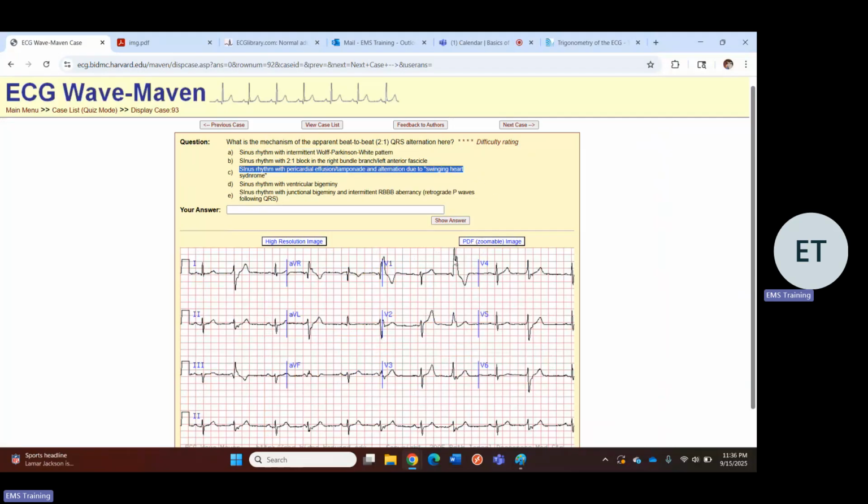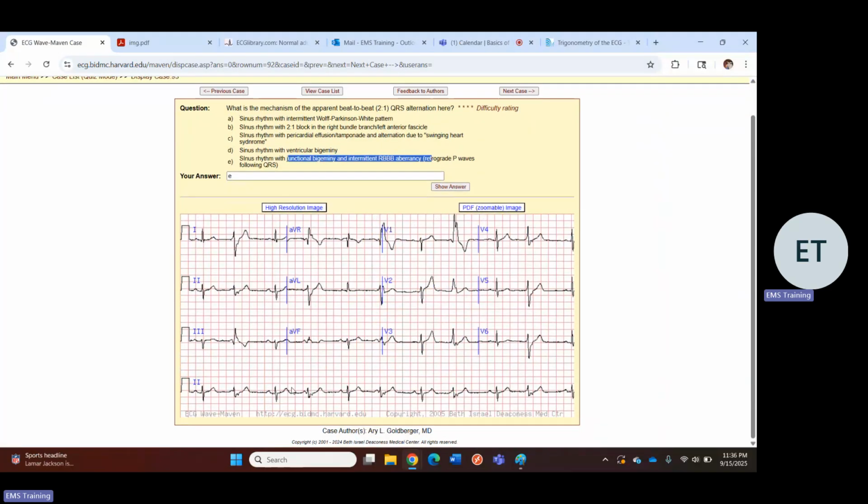These look like PVCs. I don't think it would be so egregious. Sinus rhythm with junctional bigeminy and an intermittent retrograde P wave. That's the one. I think it's E. I feel like we hit this too much for it to not be. Sinus rhythm with junctional bigeminy and intermittent right bundle branch block aberrancy. The retrograde P waves follow the QRS every other beat. Yes, it does. We talked about that. And then an intermittent right bundle branch block morphology. Yeah, that looks like an intermittent right bundle branch block.